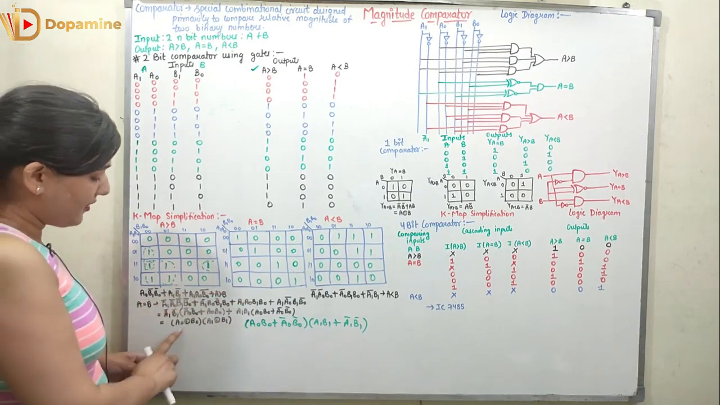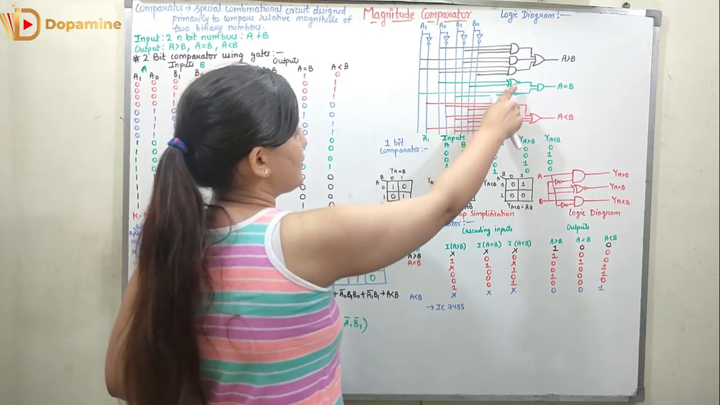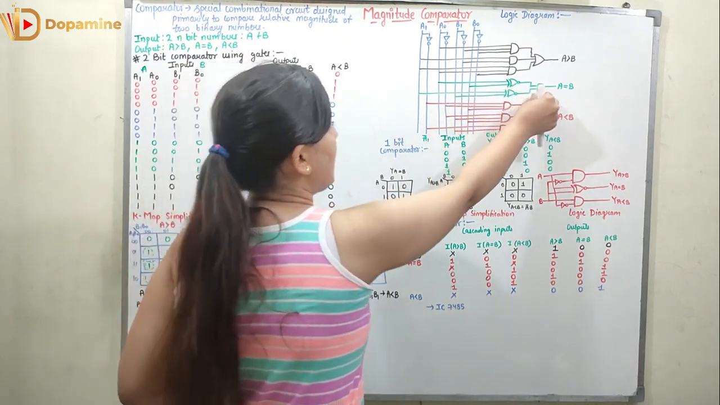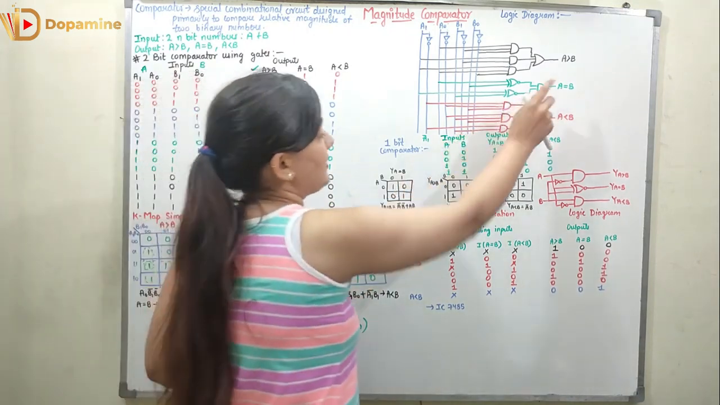For A is equal to B, we take A0 and B0, and A1 and B1. Now XNOR them, A1 B1 XNOR them, pass through the AND gate. Both of them are multiplied, we will get A is equal to B.